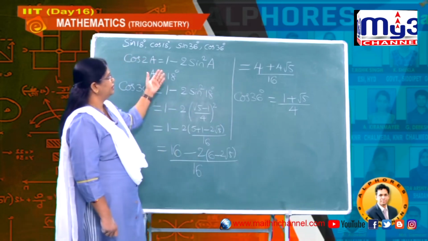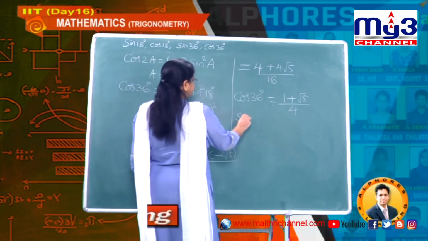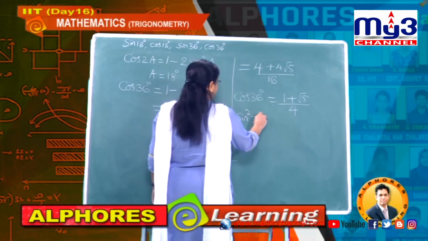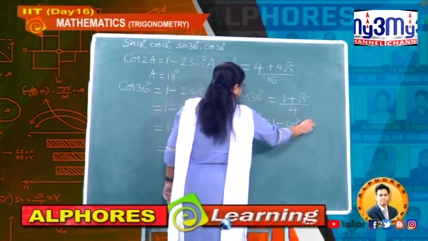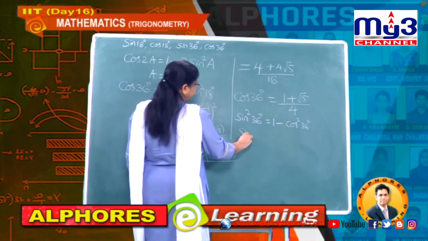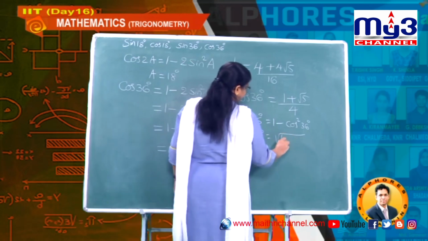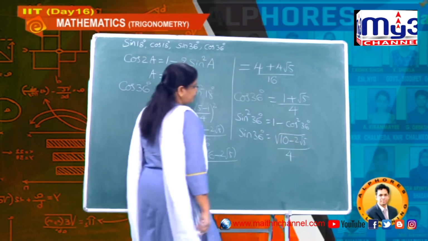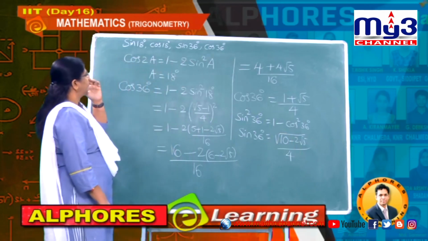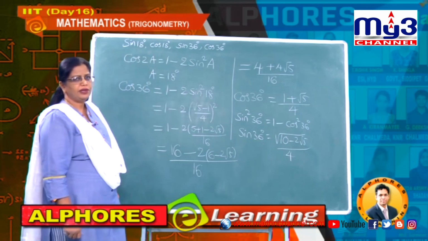So in the same way you got this, and if you use the formula sin square 36 degrees equal to 1 minus cos square 36 degrees, students, you can obtain clearly sin 36 degrees is nothing but under root of 10 minus 2 root 5, whole divided by 4. So in this way we can get the values of sin 18, cos 18, sin 36 and cos 36.